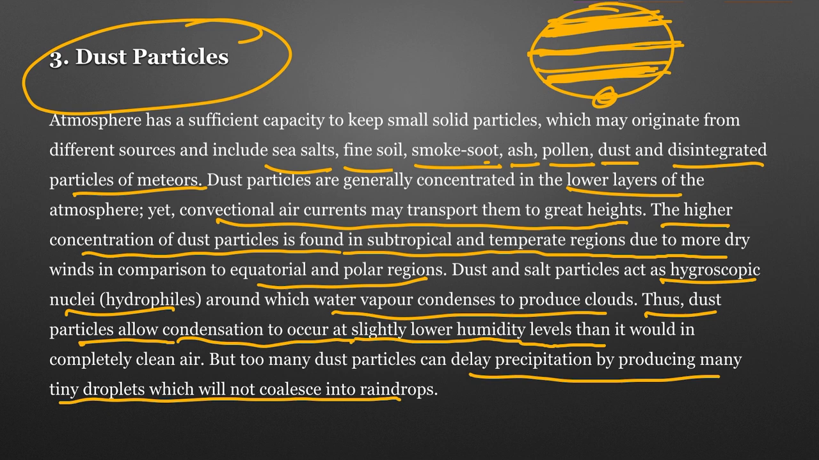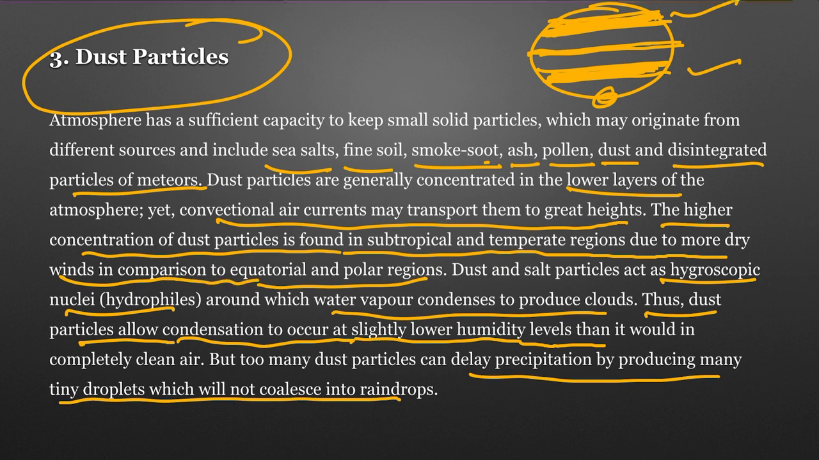The third constituent of the atmosphere is dust particles. These include sea salts, fine soil, smoke, soot, ash, pollen, dust, and disintegrated particles of meteors. You see, these are present in higher concentration in subtropical and temperate regions due to more dry winds compared to the equatorial and polar regions.